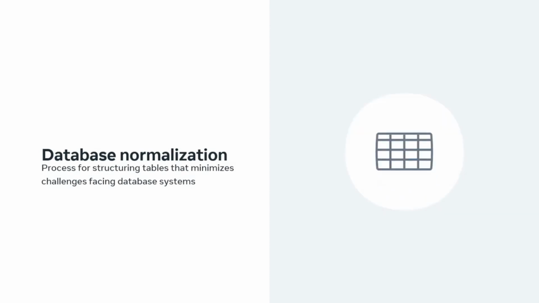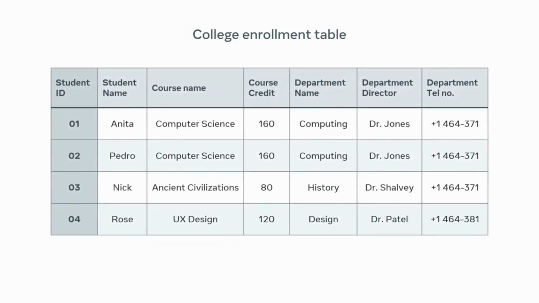Normalization is an important process used in database systems. It structures tables in a way that minimizes challenges by reducing data duplication, avoiding data modification implications, and helping to simplify data queries from the database. To gain a better understanding of normalization and the challenges it addresses, let's explore an example of a table that hasn't been normalized. In this example, I'll use a college enrollment table.